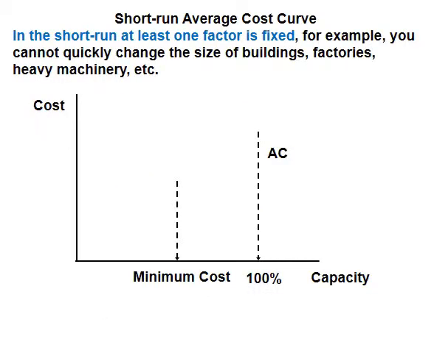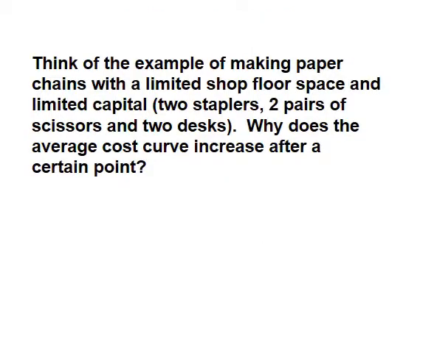Short-run average cost curve. In the short run, at least one factor is fixed. For example, you cannot quickly change the size of buildings, factories, heavy machinery, etc. Think of the example of making the paper chains with a limited shop floor space and limited capital, the 2 staplers and 2 pairs of scissors and 2 desks.